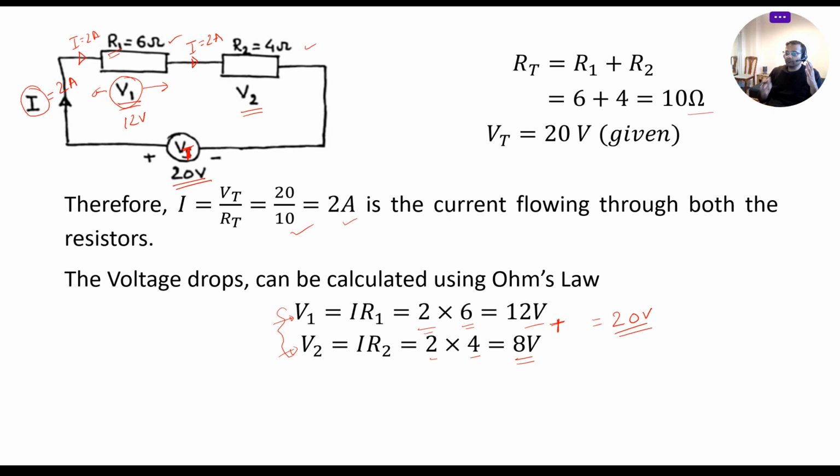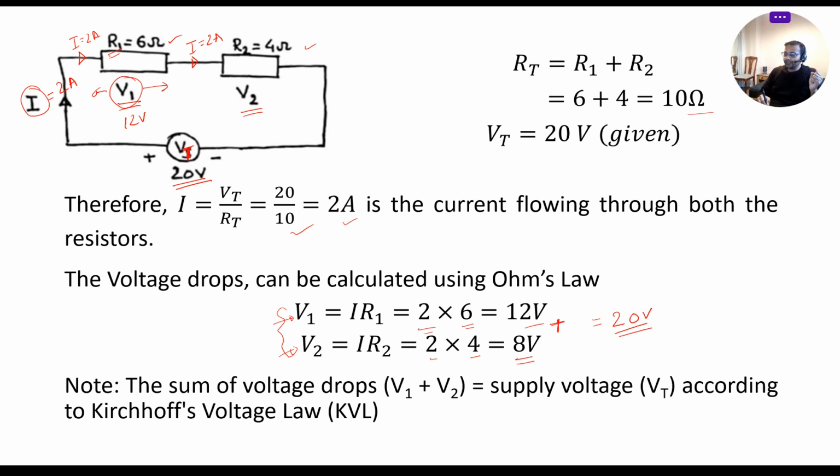So the voltage drop across the resistances connected in series will be equal to your supply voltage. If you add the voltage drops, it should come out to be equal to your supply voltage. And this is called, or this will be, your Kirchhoff voltage law. We will again discuss it in a short while, but this is the basic concept of Kirchhoff voltage law, or in short, we call it KVL.